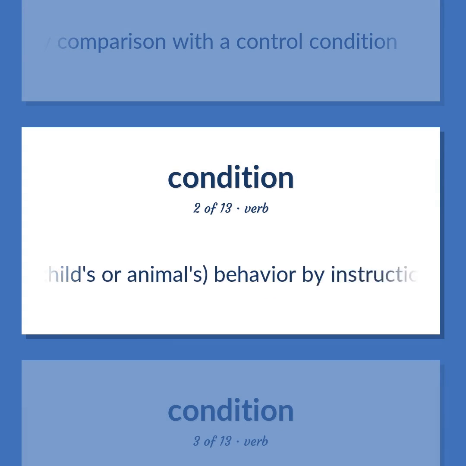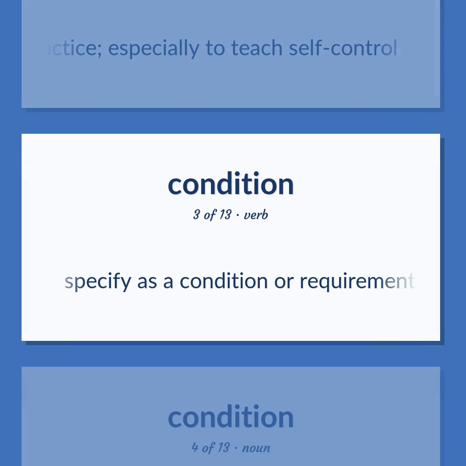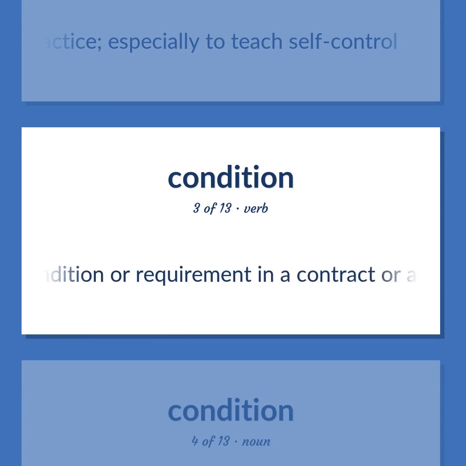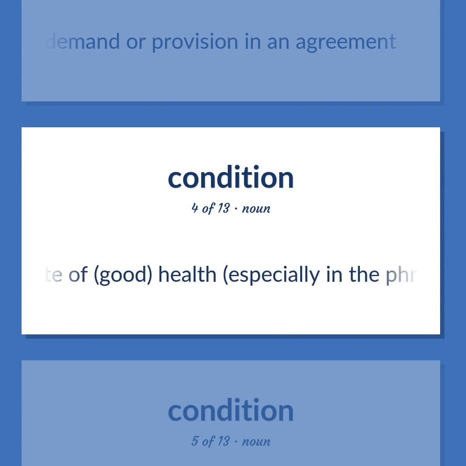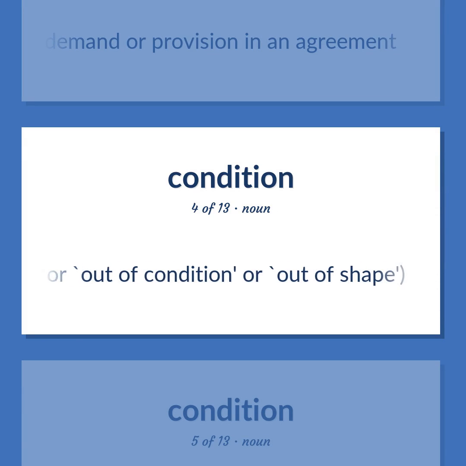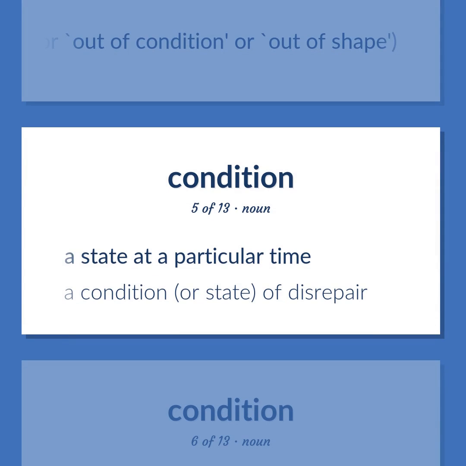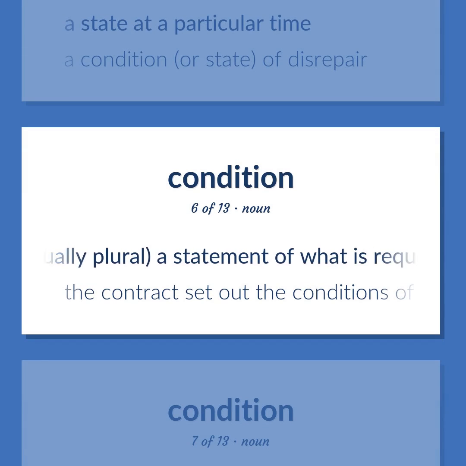Develop a child's or animal's behavior by instruction and practice, especially to teach self-control. Specify as a condition or requirement in a contract or agreement. Make an express demand or provision in an agreement. The state of good health, especially in the phrases in condition, or in shape, or out of condition, or out of shape. A state at a particular time. A condition, or state, of disrepair. Usually plural, a statement of what is required as part of an agreement. The contract set out the conditions of the lease.